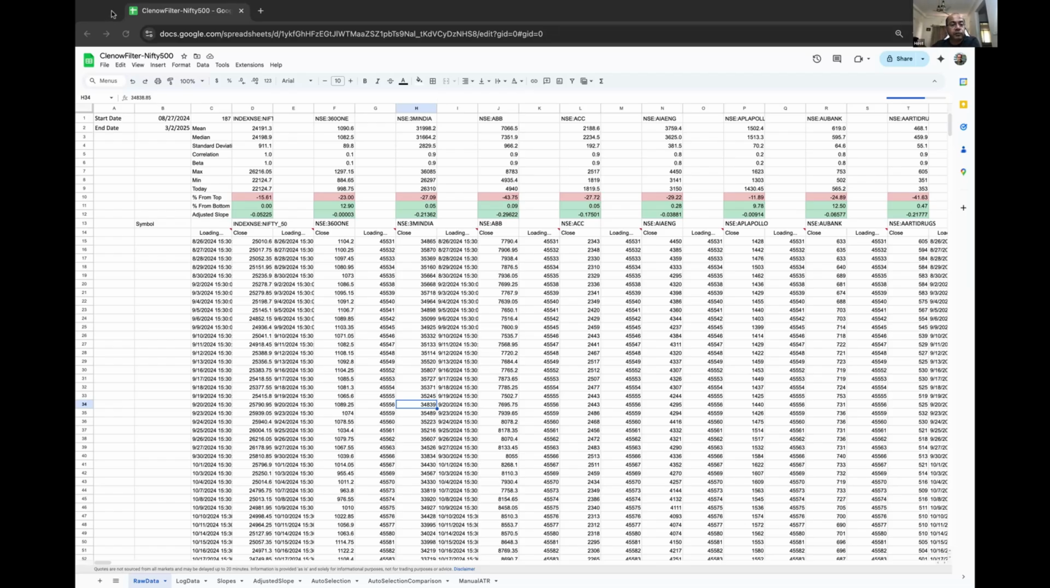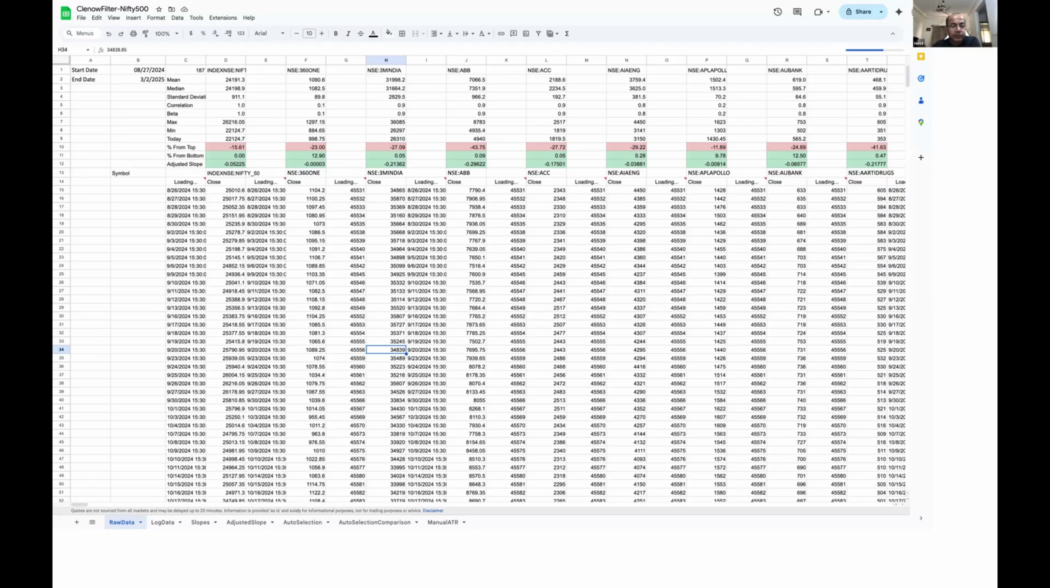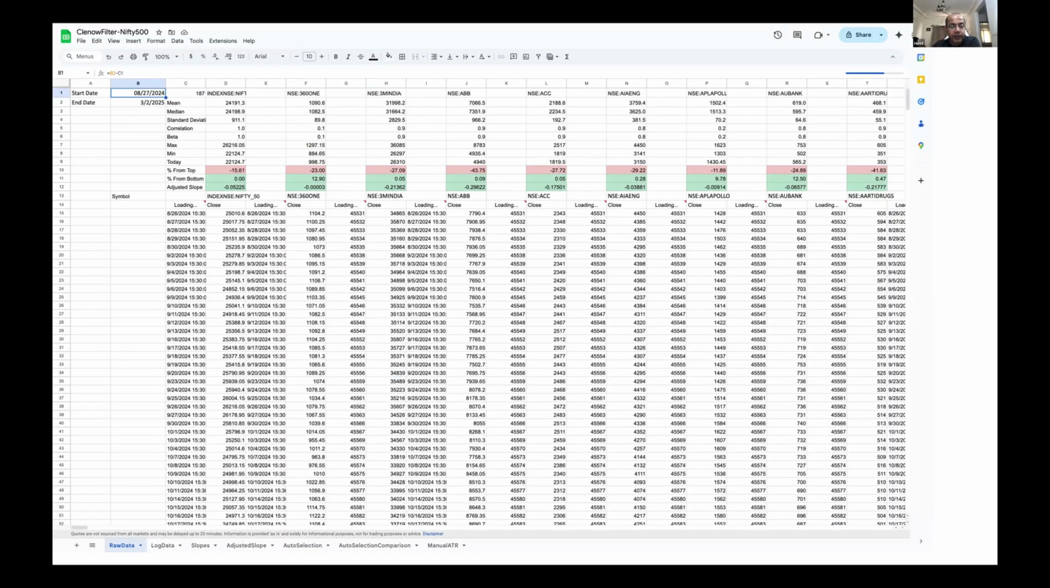Okay, let me know if you can see my Google Sheets. Yeah. So here, what I've done is, again, this is quite elaborate. So I have a start date and an end date. I think this is about 6 months worth of data, 187 days. I can change this over here.